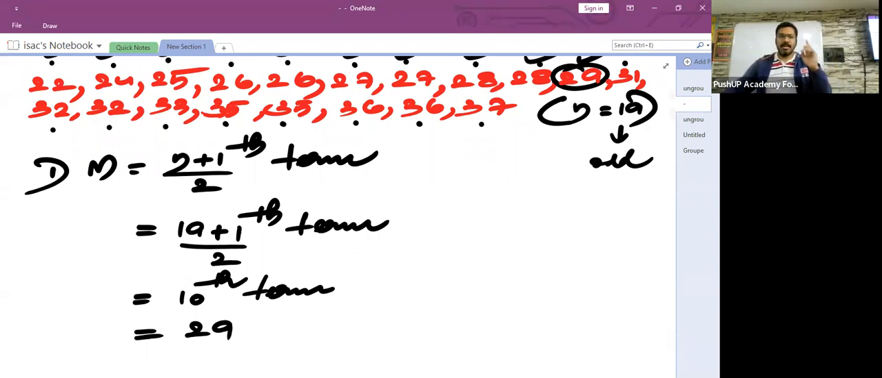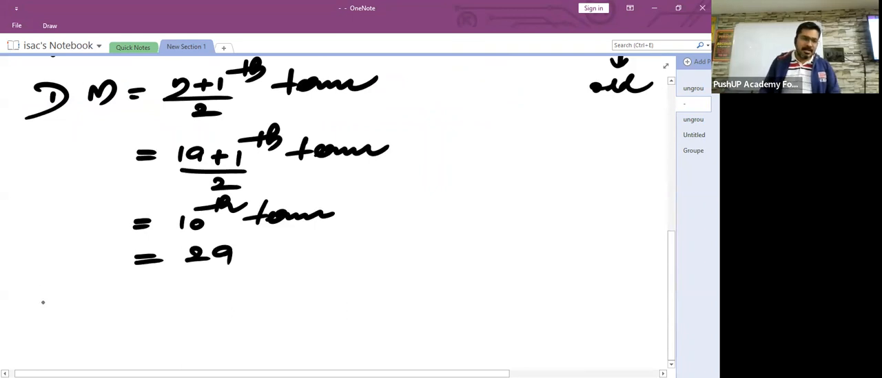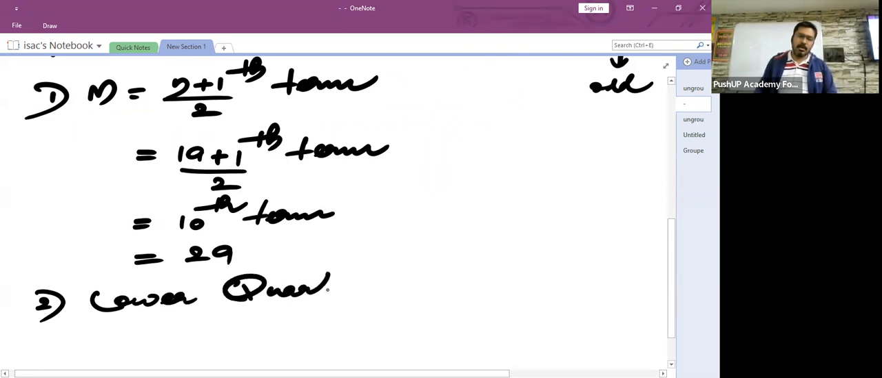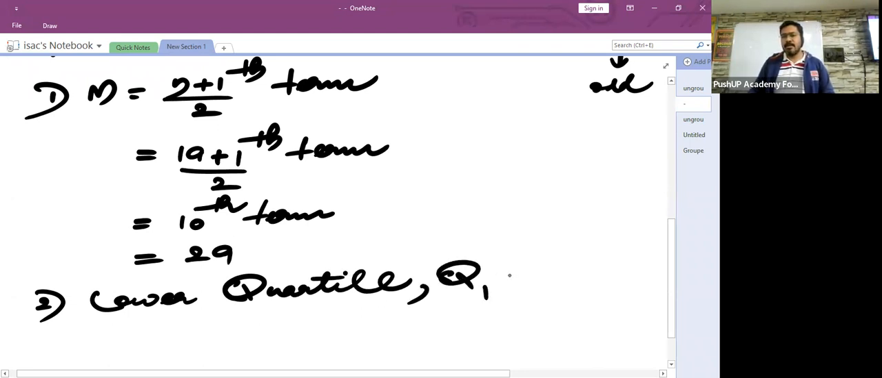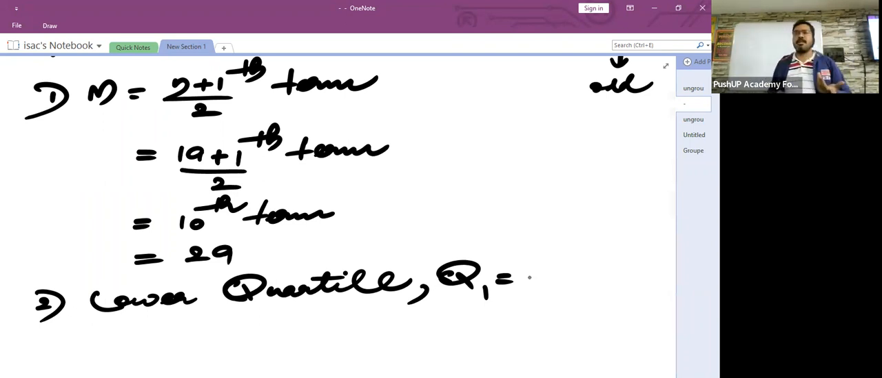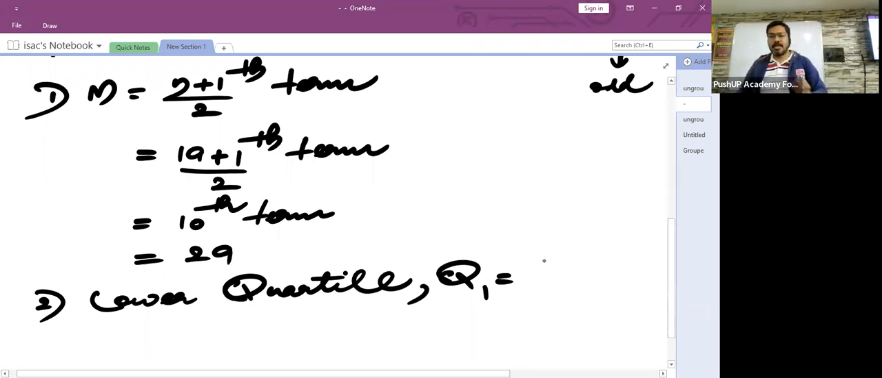Now, the second question is to find the lower quartile. The lower quartile is also denoted with Q1. In some question papers, instead of using the whole word lower quartile, they may mention Q1. Don't get confused, don't think that it is something very new to you. Lower quartile is also denoted by Q1. Now how to find Q1? Very easy it is, children.